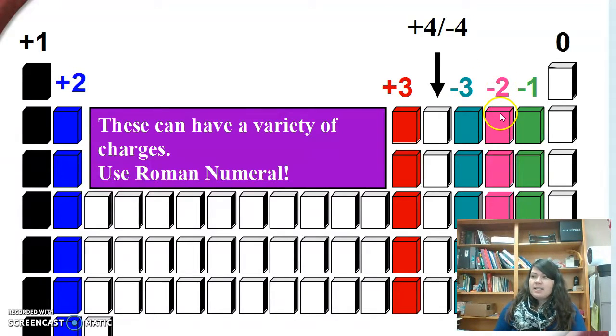Group 16 usually wants 2 more, so they have 6. They need 2 more to be happy. And then this last group has 7, so they just want to gain 1 more to be happy. And then again, the noble gases don't need to gain any. They're 0. They don't form ions. They don't form bonds. All right.